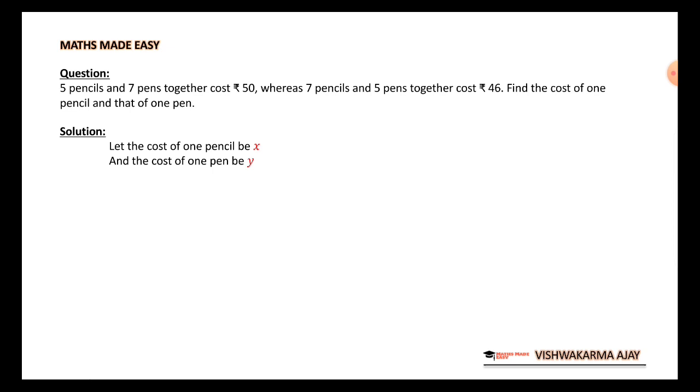Second question: 5 pencils and 7 pens together cost 50, whereas 7 pencils and 5 pens together cost 46. Find the cost of 1 pencil and that of 1 pen. Let the cost of 1 pencil be X rupees and the cost of 1 pen be Y. Now, as per the condition, 5 pencils is 5X, plus 7 pens, 7Y, is equal to 50.